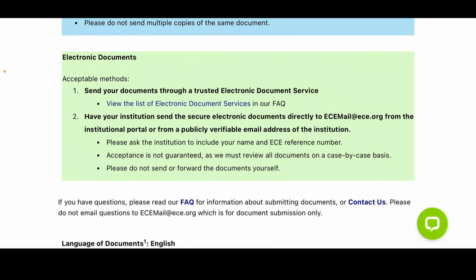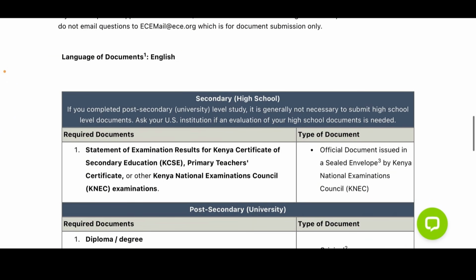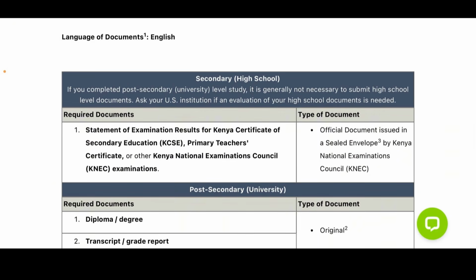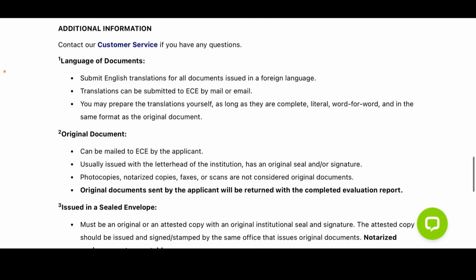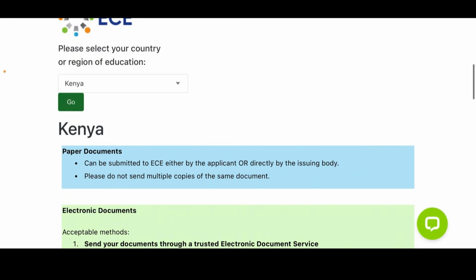Electronic documents are the same as what we discussed before. The only difference here as well is the type of high school documents or college documents you will send. So for Kenya, you need to send your examination from KNEC, or KCSE, so that they can evaluate it. So take a look at your country to see what you require. All right, so let's move on to number 4.